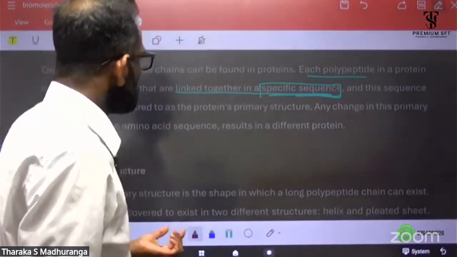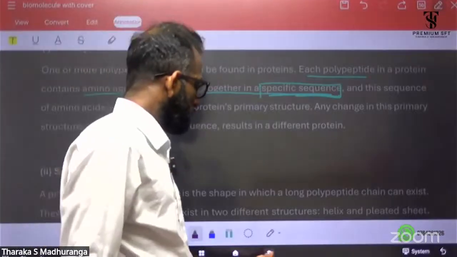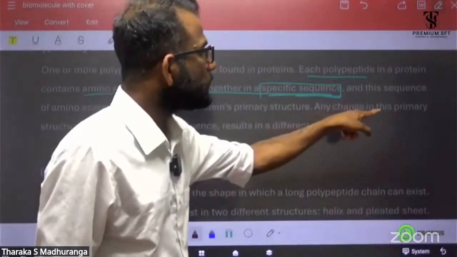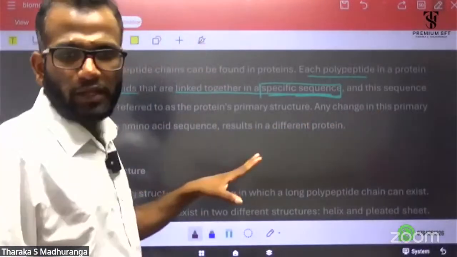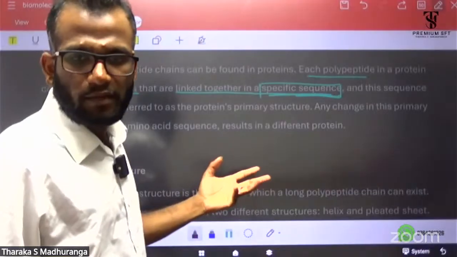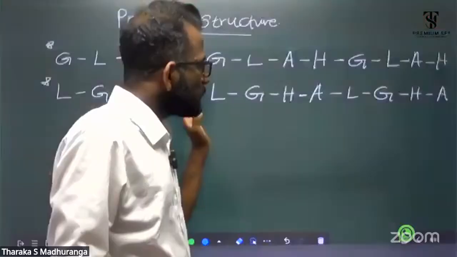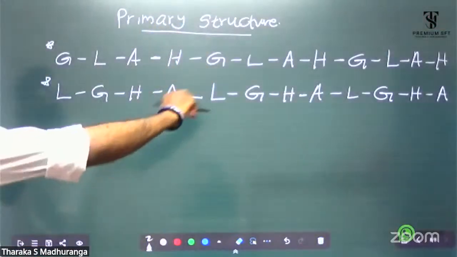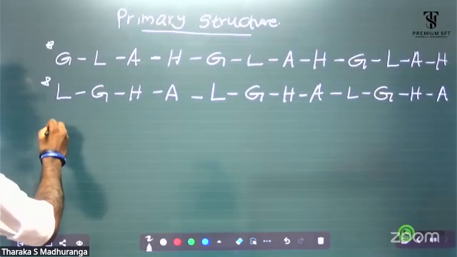The second point is also important. Any change in this primary structure changes all the characteristics and the protein type. Primary structure means amino acid sequence.